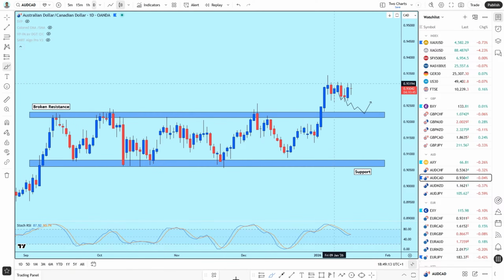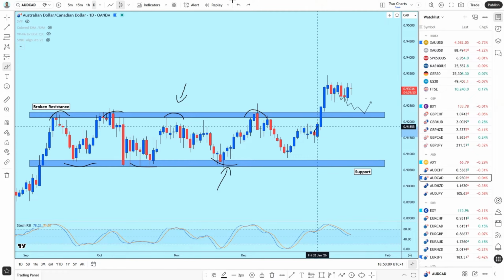Last Sunday I also shared this analysis here. This is Australian dollar Canadian dollar daily time frame, and here we can see the price consolidated between this resistance zone and this support zone. Price tested this resistance level multiple times and also this support zone. Eventually we can see that price formed this very impulsive bullish move that broke this resistance zone.